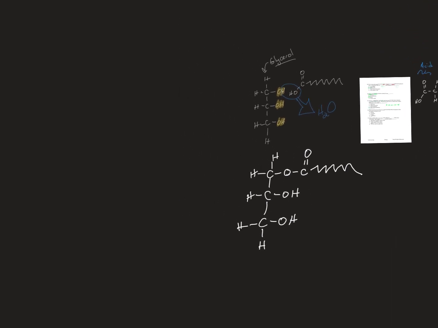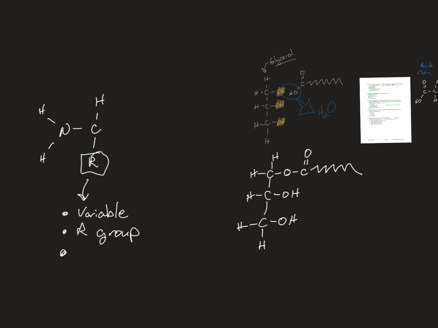You can do the same with an amino acid, amine group being NH2, connected to a central carbon, connected to a hydrogen, connected to an R group. R group is a variable, also known as an R group, also known as a side chain. Those are all words for the same thing. Connected to a carbon, double bonded to an oxygen, single bonded to OH.